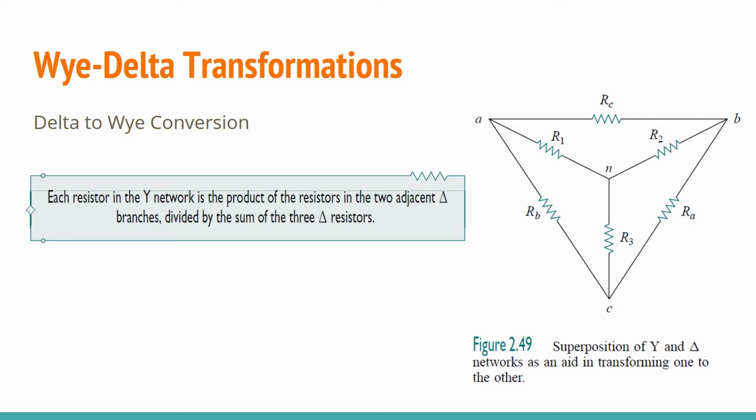Okay, superposition of Y and delta networks as an aid in transforming one to the other. Okay, pwede gapon mo maghimo ginani nga drawing, representation para dili mo maglibog. Yabutangan jud og RA, RB, RC, or R1, R2, R3.